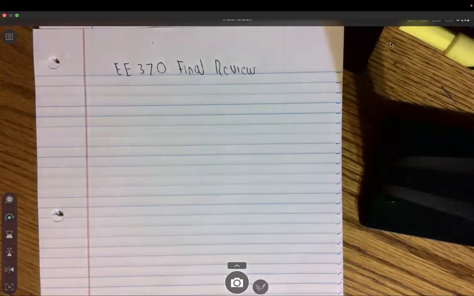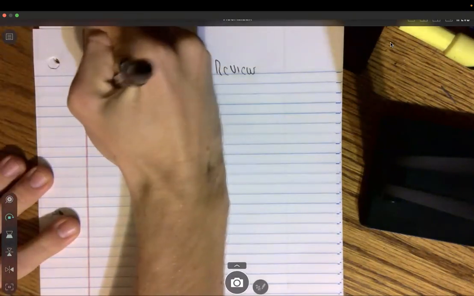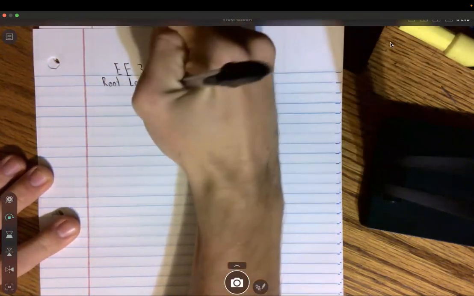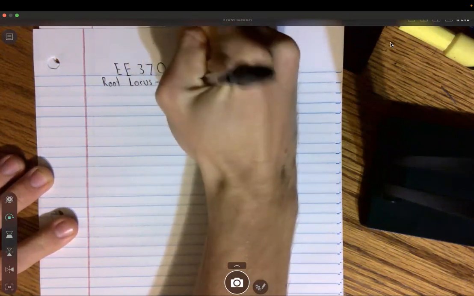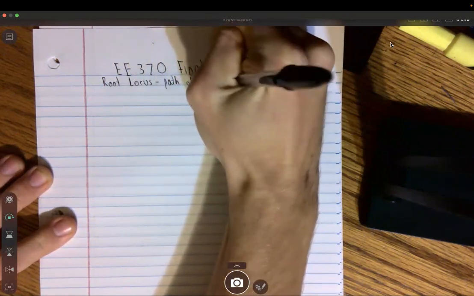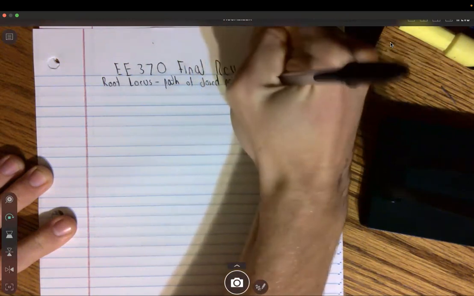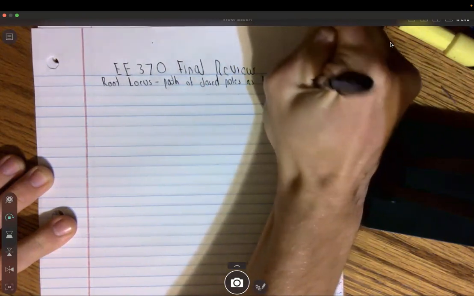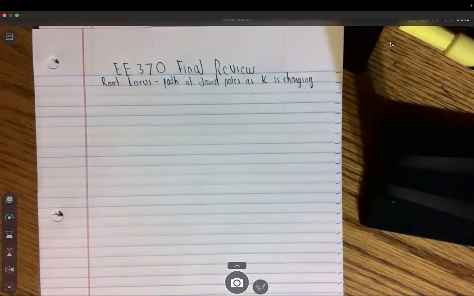Okay, so today we're going to be going over EE370 in order to prep for the final. We're going to start where we left off, which was on root locus. So what is root locus? Basically, the root locus is the path of closed loop poles as K is changing. We're going to get into this a little deeper, but just know it's a path that we're going to be trying to make. That's what we're going to be looking at in the very beginning.